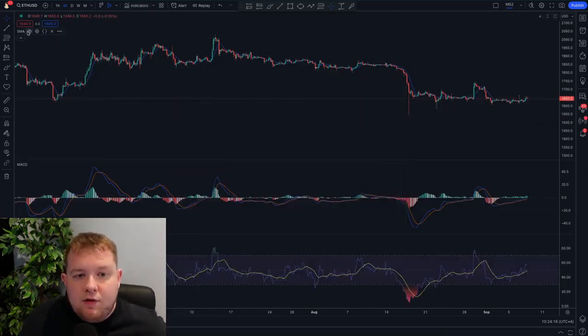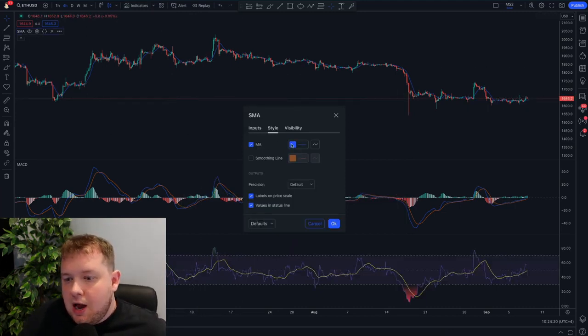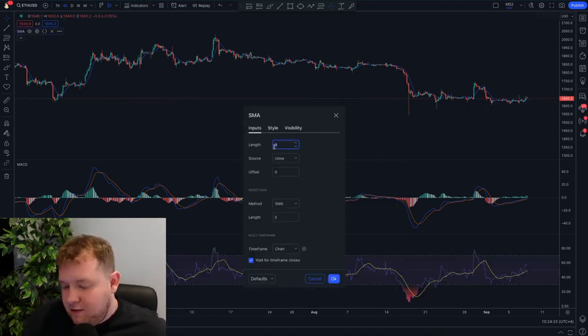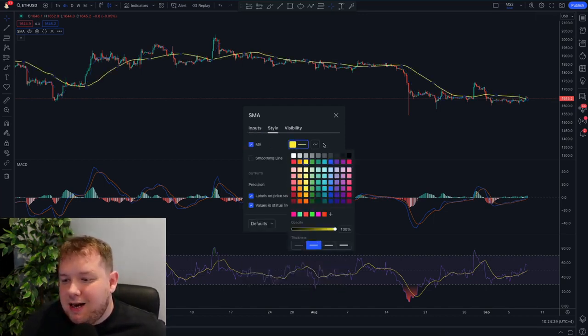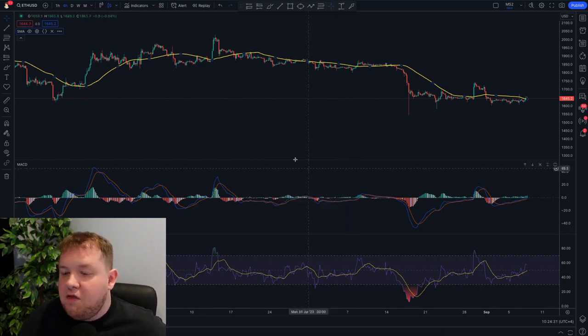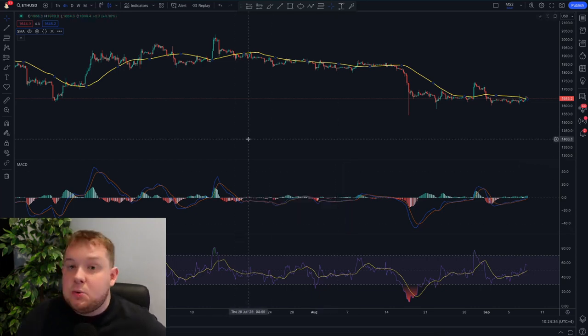So let's go up here to the SMA and click on settings. I would like to first go to inputs and make this 50. So we're going to use the 50 SMA. Go back to style, go on here, click yellow and make this line a little bit thicker, because always thicker is better. That's what I say anyway.